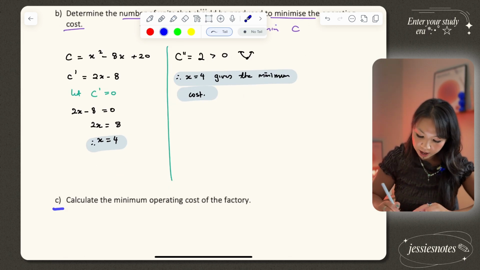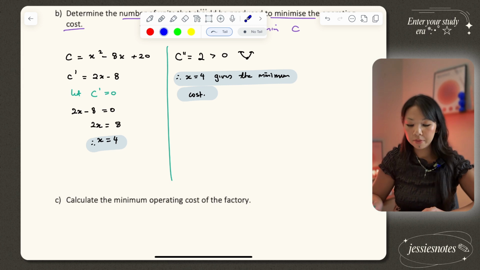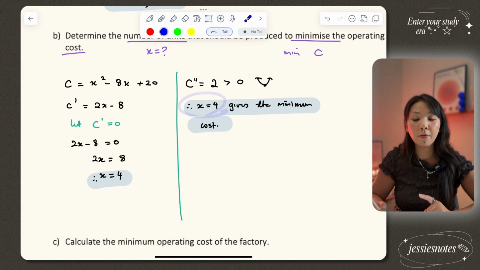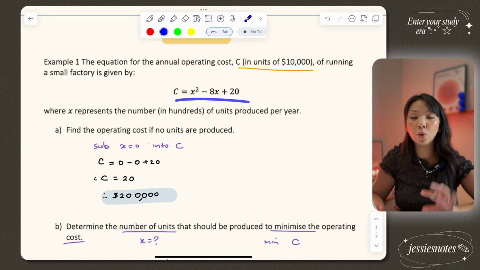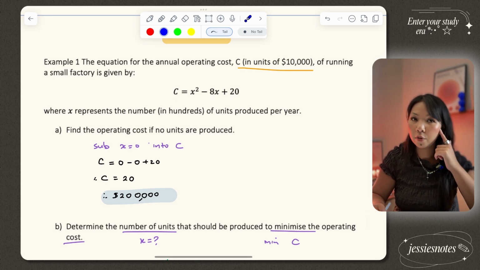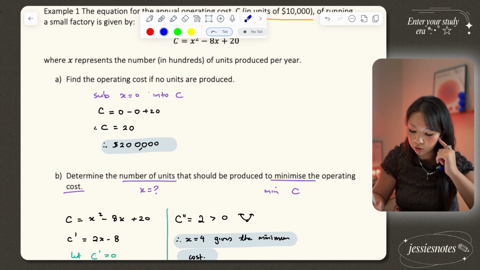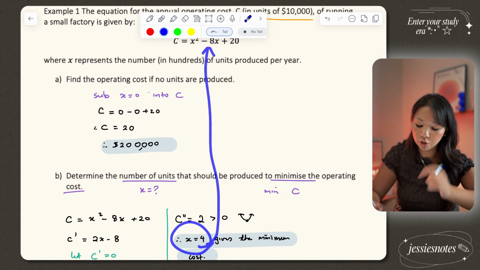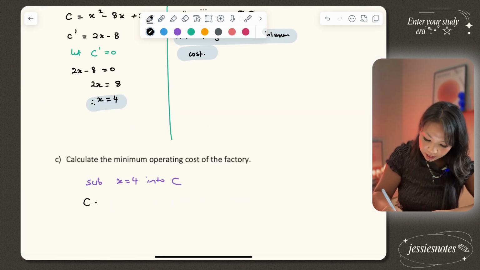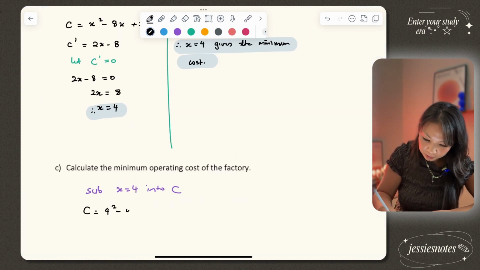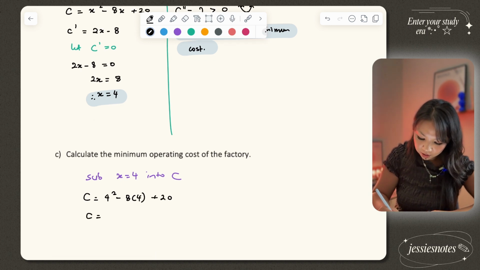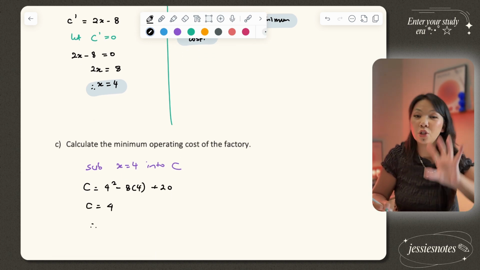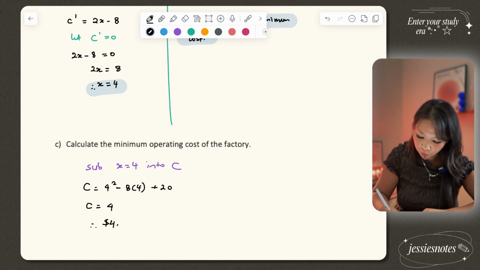Perfect. And now part C says calculate the minimum operating cost of the factory. Now this here is not the minimum operating cost. It's how many items we need to produce in order to minimize this cost. So if you want to figure out what the cost is, all you need to do is substitute that x value into your cost function. So you get C is equal to 4 squared minus 8 times 4 plus 20. And that gives you 4. But remember that it's in units of 10,000, so that's going to be $40,000.